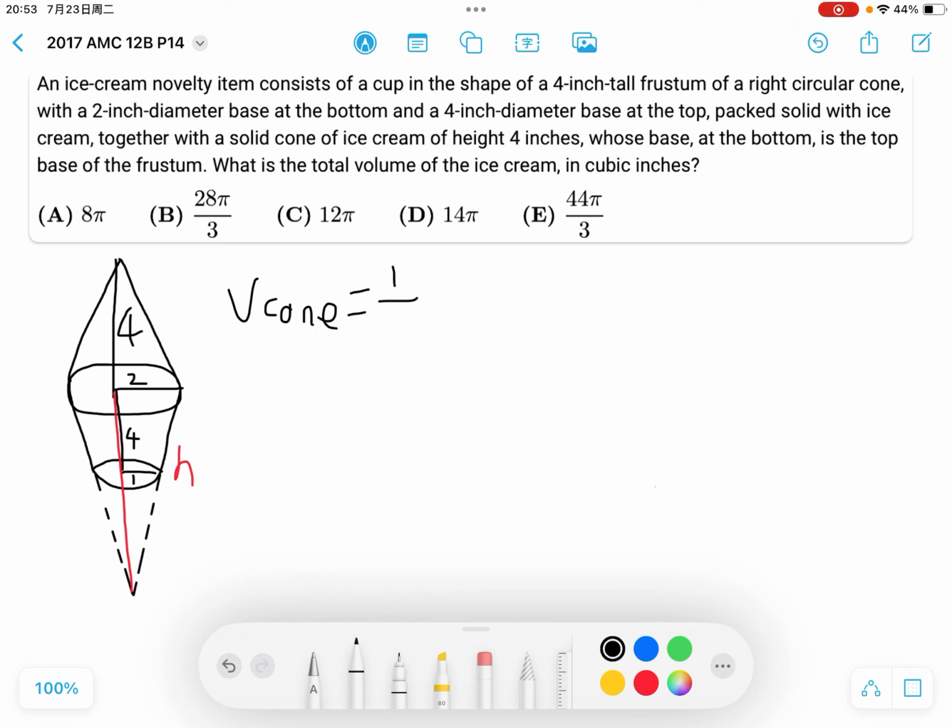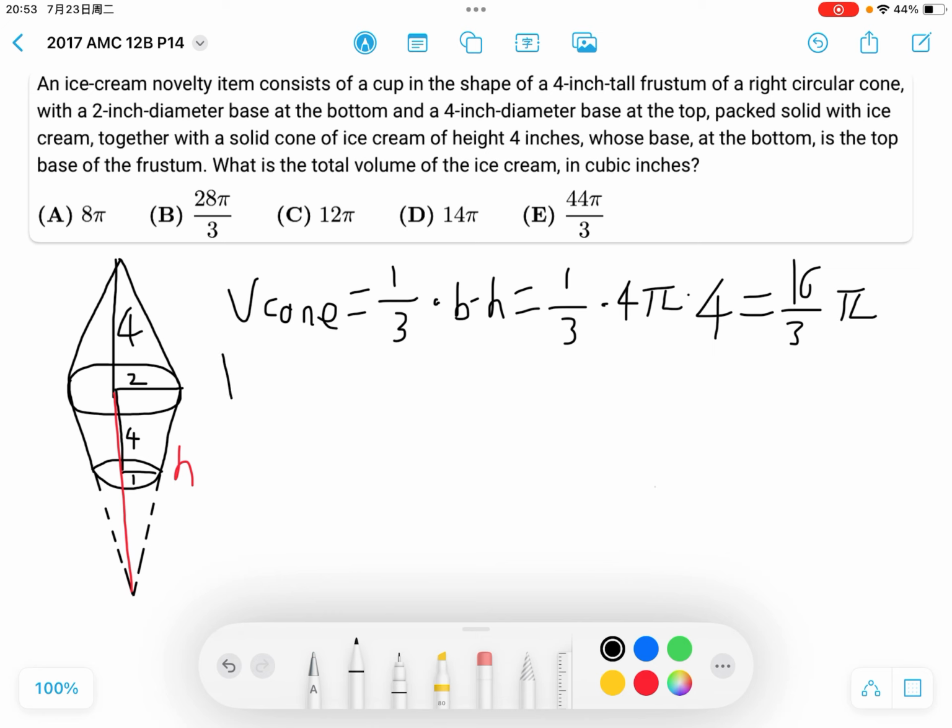The volume of a cone is 1/3 times base times height. We already know that we have a 4-inch diameter base for the cone, so the radius is 2. Therefore, the area of the base is pi r squared, which is pi 2 squared, which is 4 pi. We know that the height is 4 because it says with a solid cone of ice cream of height 4 inches. So we multiply this by 4, and our volume of the cone is 16/3 pi.